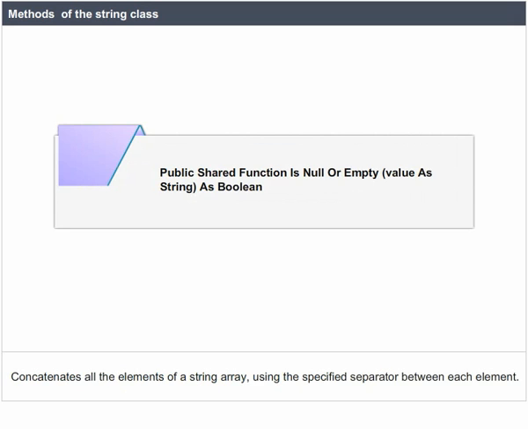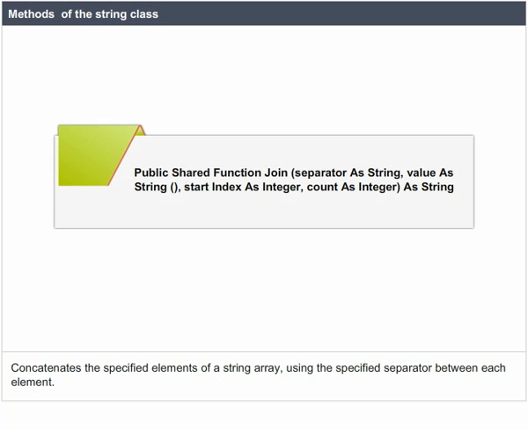Public Shared Function Join(separator As String, ParamArray value As String()) As String concatenates all the elements of a string array using the specified separator between each element. Public Shared Function Join(separator As String, value As String(), startIndex As Integer, count As Integer) As String concatenates specified elements of a string array using the specified separator between each element.